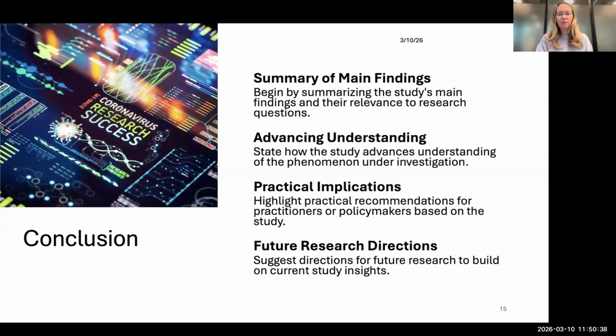In conclusion, nothing new in your conclusion. You might here put in your future directions. Sometimes you might see the implications here in the conclusion. It might be how somebody is ending their study, but sometimes it's in the discussion. So just follow the journal around that.